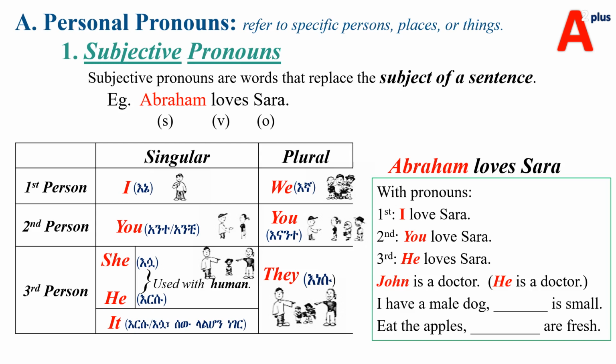First person plural is we. I, we. Second person: you, singular or plural. The third person: she, he, it. She and he are used with humans only.